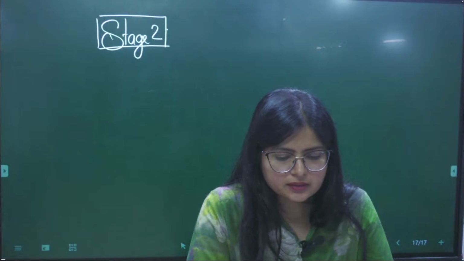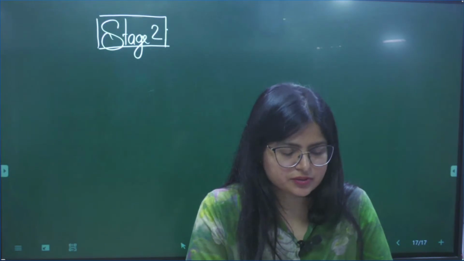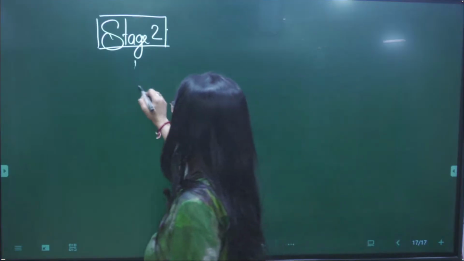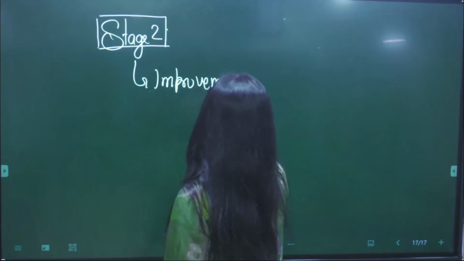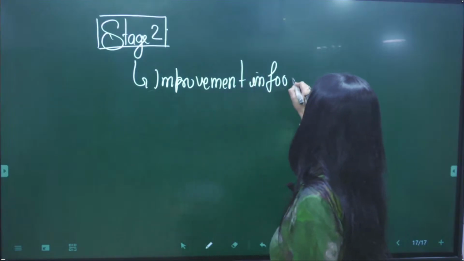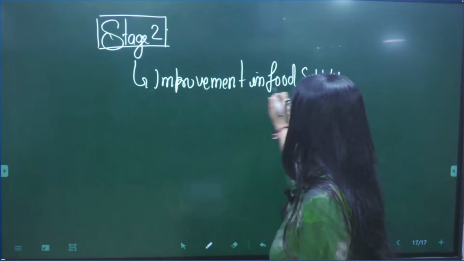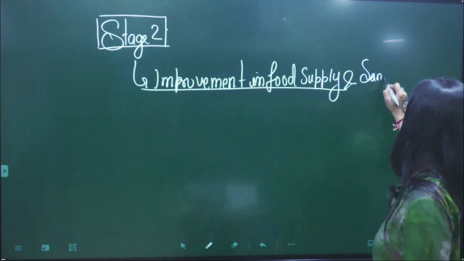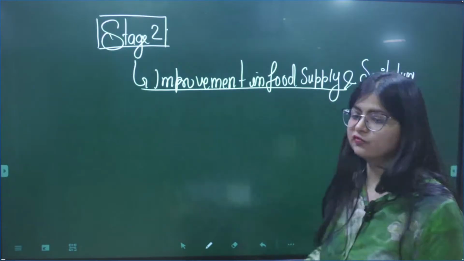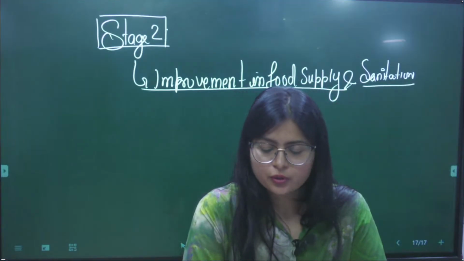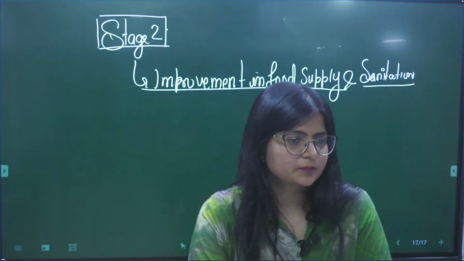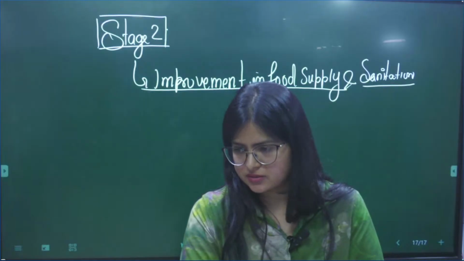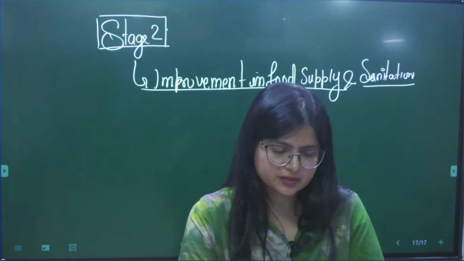Now write down: in developing countries, the death rate drops quickly due to improvement in food supply and sanitation, which increases life expectancy and reduces diseases.